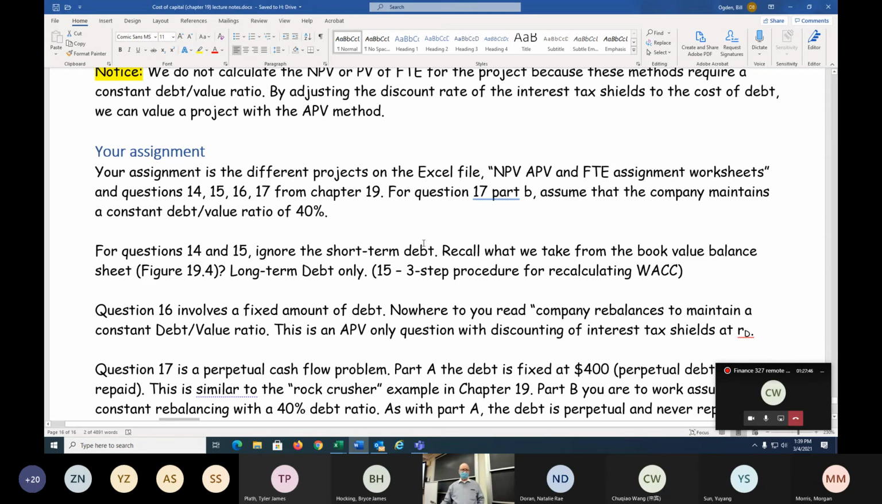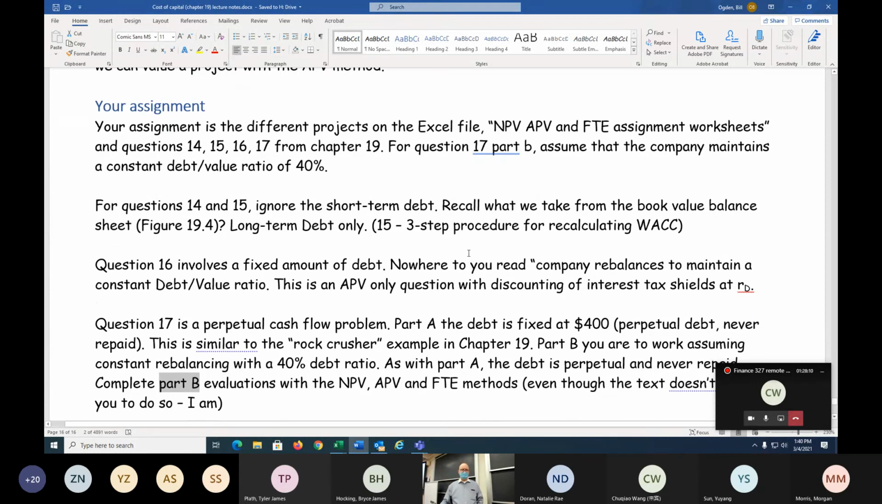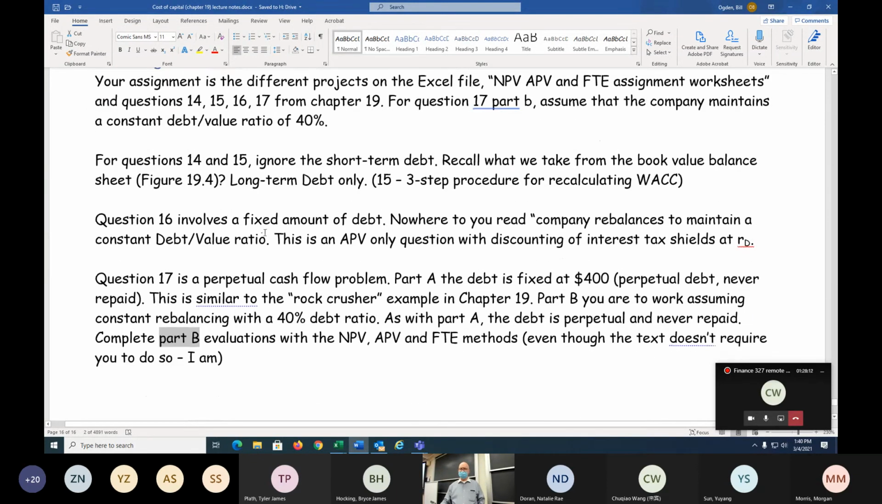Then in question 15, I believe they issue stock and buy back debt. So when you get that debt to equity, you just add to the equity number and subtract from the debt number, whatever they're buying back. Question 16, this is a fixed debt number. This is APV only.